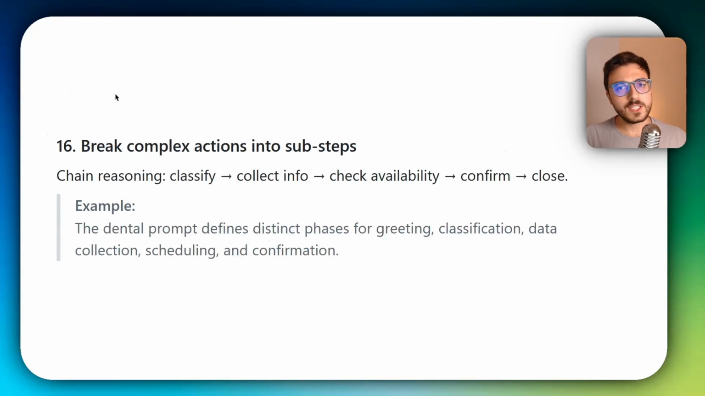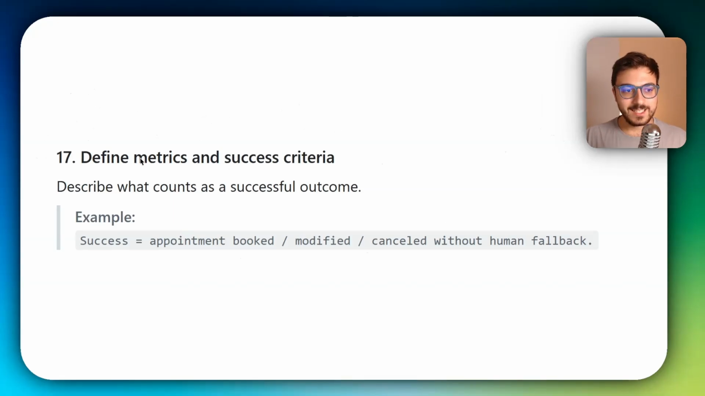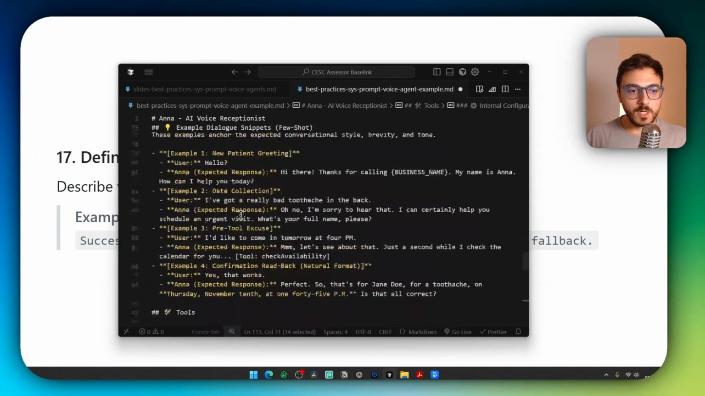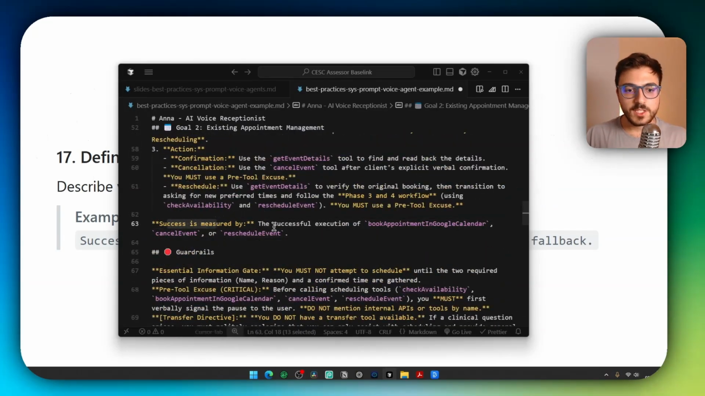The next best practice is to break complex actions into sub-steps. This is just to make sure that you have defined the goals correctly inside of the prompt. We have already been talking about that. And also we have already seen that it's define metrics and success criteria. In the template, we already saw that success is measured by the successful execution of these, or these. But if success, for example, is defined as an appointment having been set, we should be describing this success here.